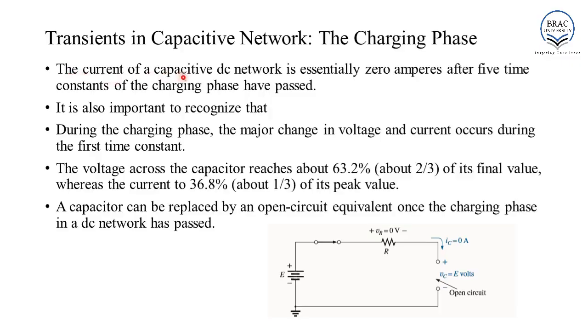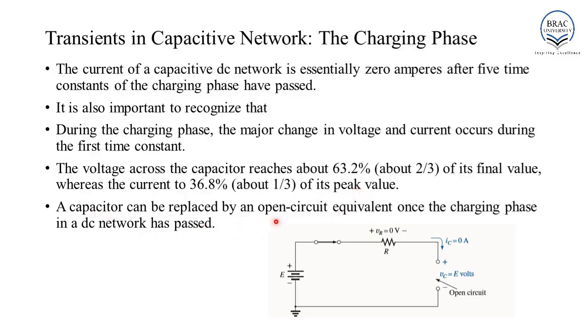The current of a capacitive DC network is essentially 0 amperes after 5 time constants of the charging phase have passed. It is also important to recognize that during the charging phase, the major change in voltage and current occurs during the first time constant. The voltage across the capacitor reaches about 63.2% or about 2/3 of its final value, whereas the current would decrease to 36.8%, about 1/3 of its peak value during the first time constant, that is 1 tau.